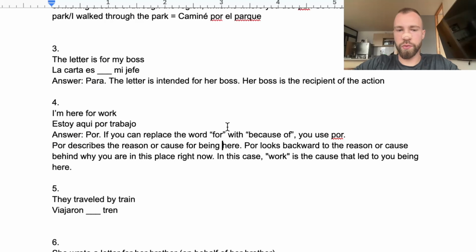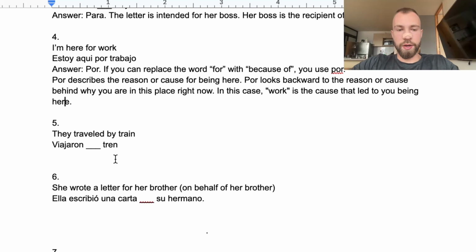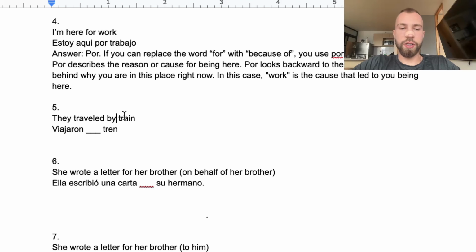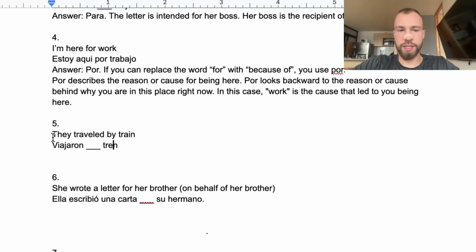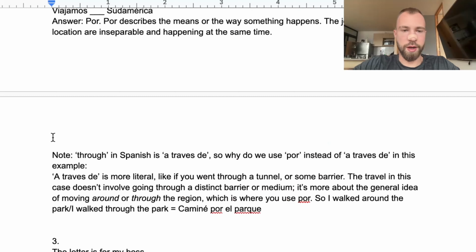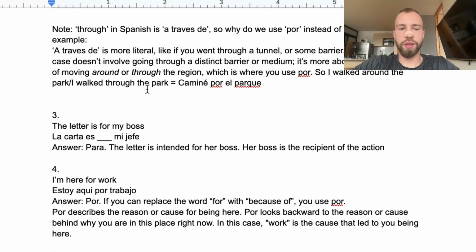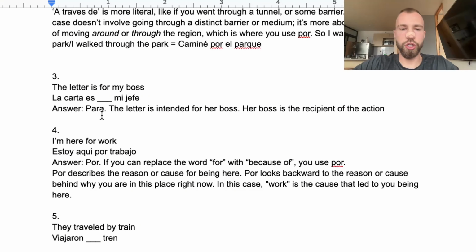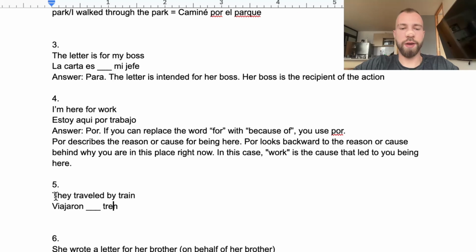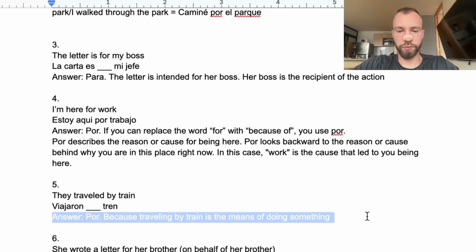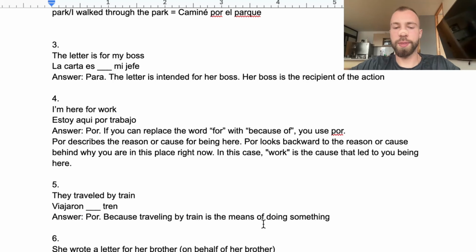So the way I remembered it was, if you ever have for and you can replace it with because of, you use por. Work is the cause that led you to being here. Okay, next example is they traveled by train. Viajaron por tren or viajaron para tren. Again, this is similar to this one. We traveled through South America. It's like the medium through which you did something. So they traveled by train would be por, because traveling by train is the means of doing something.